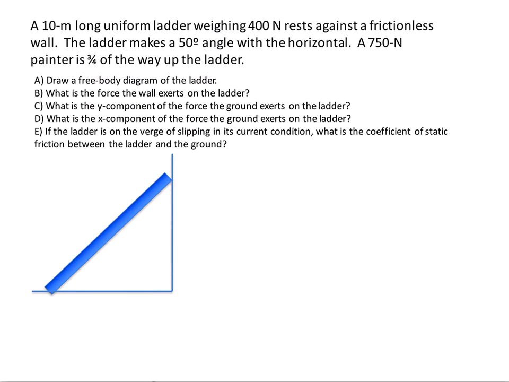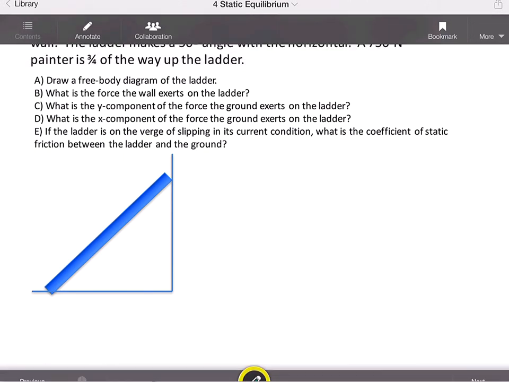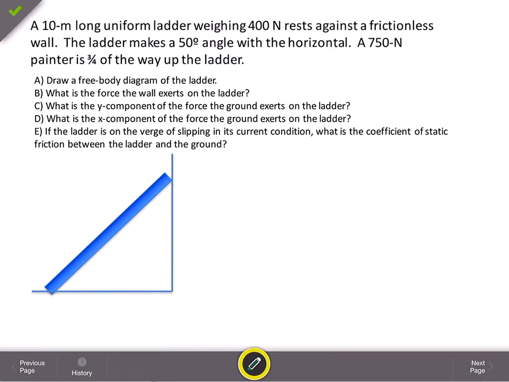Our next example problem says that a 10-meter long uniform ladder weighing 400 newtons rests against a frictionless wall. The ladder makes a 50-degree angle with the horizontal, and a 750 Newton painter is 3/4 of the way up the ladder. And there's a whole lot of things we want to find out about this. The first thing we need to do is draw a free body diagram of the ladder. Keep in mind this ladder is not moving at all.